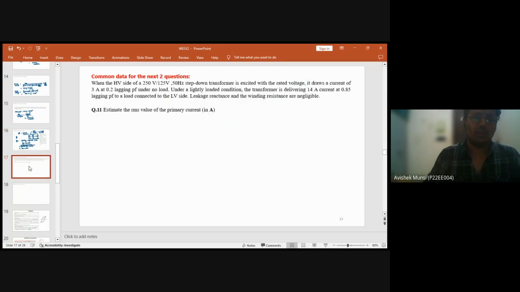So moving into the next question, we have data like the HV side is a 250 volt by 125 volt, 50 hertz step down transformer. The HV side is from primary side to secondary side, and we see that the voltage is dropping, so this is a step down transformer. It is excited with the rated voltage. It draws a current of 3 ampere at 0.2 power factor. I have to calculate that under loaded condition, if the transformer is delivering 14 ampere, then what will be the RMS value of the primary side current? Try to solve it.